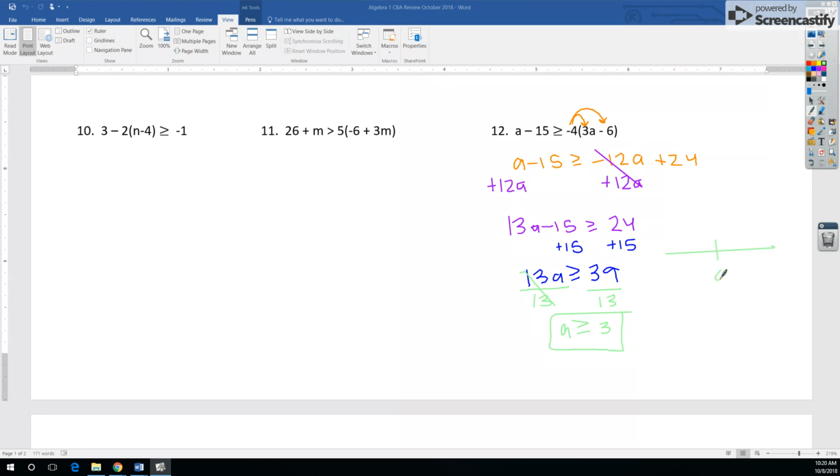Putting that on my number line, here's 0, 1, 2, 3, closed circle, go greater. I'm not going to do it on this one, but you can always check your work by picking a number that is greater than 3, plugging it back in for both a's, and making sure that this left side is greater than or equal to the right side.